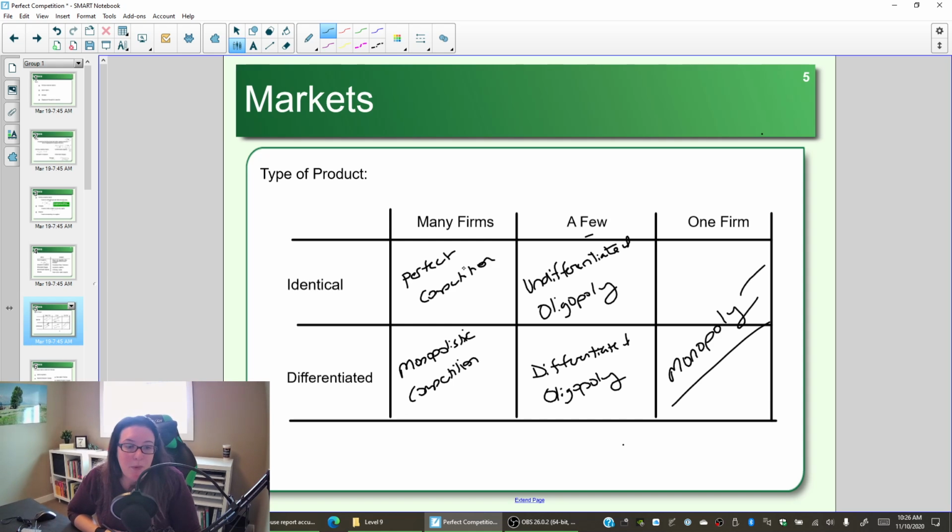Over the next couple videos, we're going to be looking at these different types of markets and looking at what it means to be a perfectly competitive market. What are the characteristics? What is the impact? And we're going to look at oligopolies and monopolistic competition and monopolies. What are the characteristics of these markets and what are the implications on customers and businesses of being in this type of market?